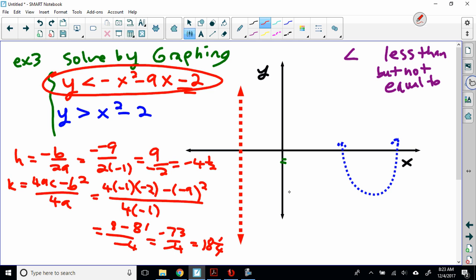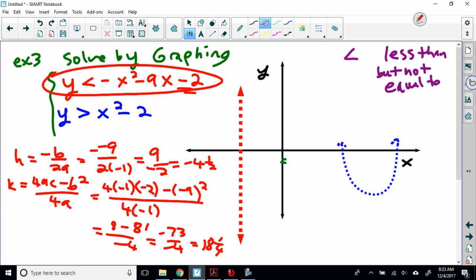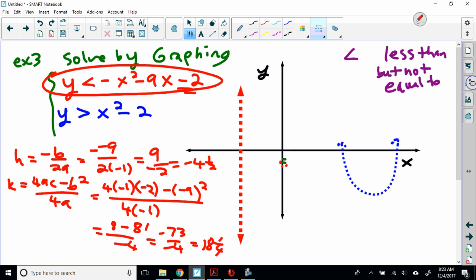So if I'm sketching that red thing with a broken line, it's not going to go through 0, -2. It's not going to go through this point, but that's kind of where its vertex is. So it's going to do something like this.